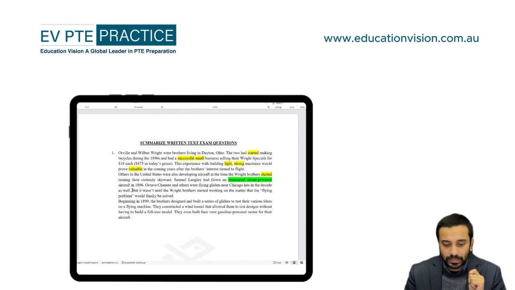Next, but it wasn't until the Wright brothers started working on the matter that the flying problem would finally be solved. So over here, the word but is a contrasting connecting word, or discourse marker of contrast. So but, the word started, problem, and the word finally. So these are all the speech discourse markers mentioned here. Next, beginning in 1899, the brothers designed and built a series of gliders to test their various ideas on a flying machine. So the word beginning.